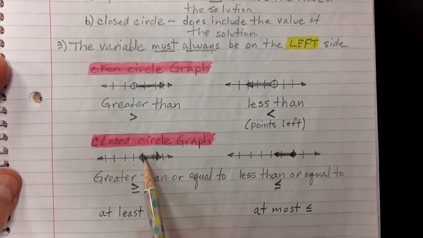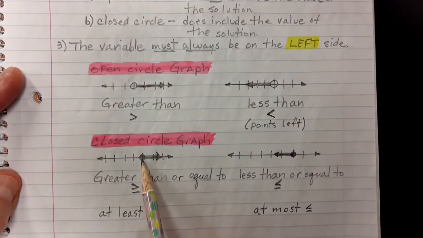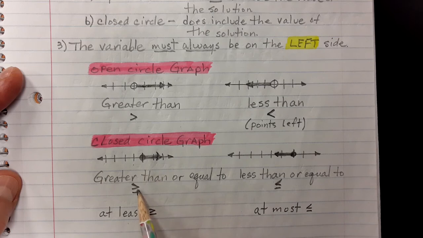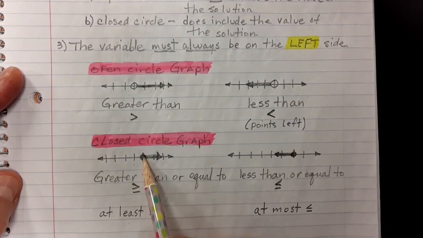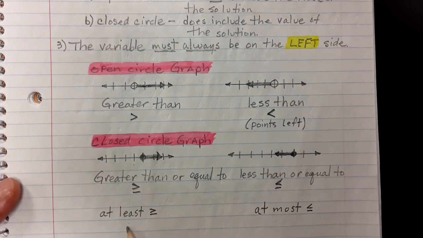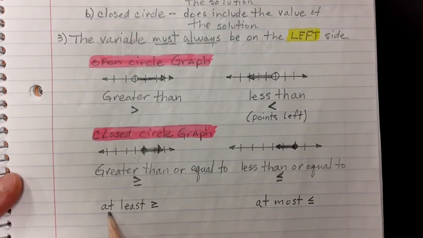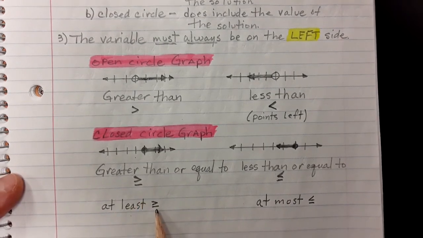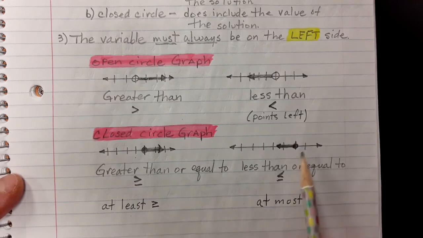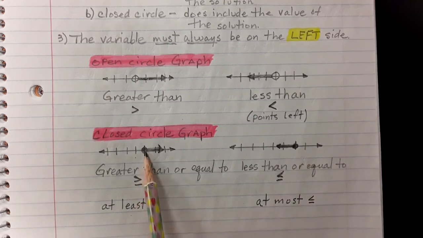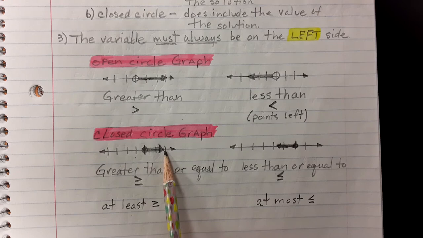Whereas if you have a closed circle, that means equal to. Greater than or equal to has the same arrow, greater than pointing to the right, with a filled in circle for the equal to. It also means at least. Anytime you hear the words at least, that's the greater than or equal to symbol. It's at least this, but greater than that.